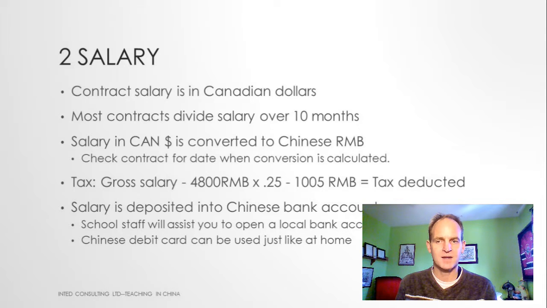So then that amount, after the tax is deducted, will be deposited into your Chinese bank account. And the school staff, the admin assistant or whoever it might be when you arrive at the school, will assist you in opening a local bank account. So everybody's going to get a bank account at the Bank of China or one of the other large Chinese banks. And you will be issued a Chinese debit card, which will look just like your debit card from home and can be used just like your debit card from home. There are ATMs everywhere, and you'll be able to pull out Chinese currency from those cards very, very easily.